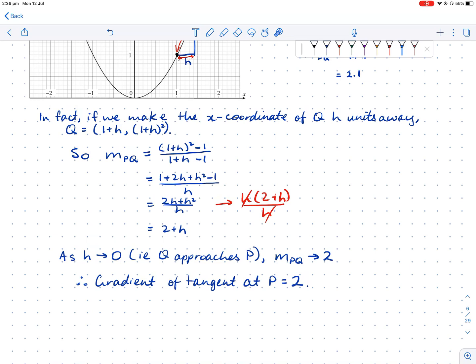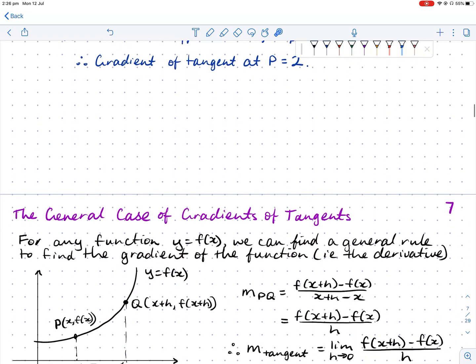As h approaches 0, if h is getting smaller and smaller and equaling 0, we can see that the gradient is going to equal 2, because it will be 2 plus 0, which is 2. So what that means is the gradient at P is going to equal 2. Now there is a formal way of writing this out, okay, and that's coming up next.